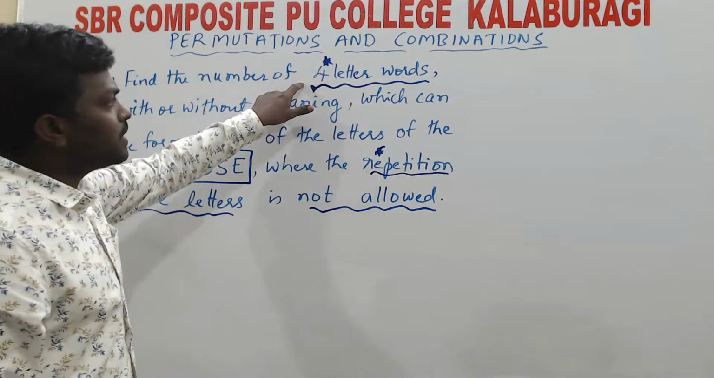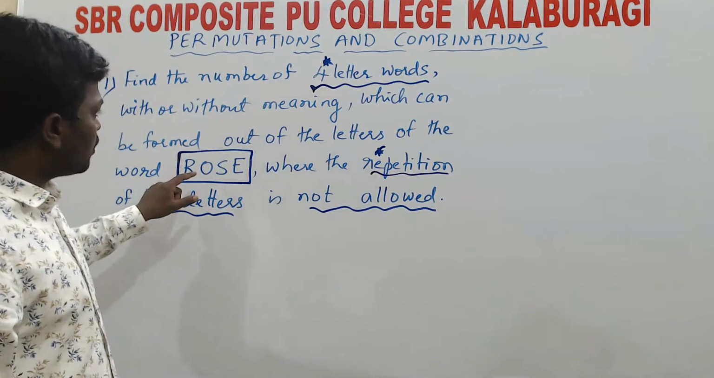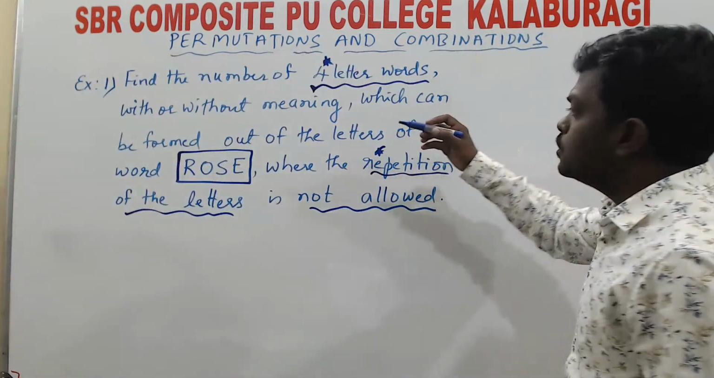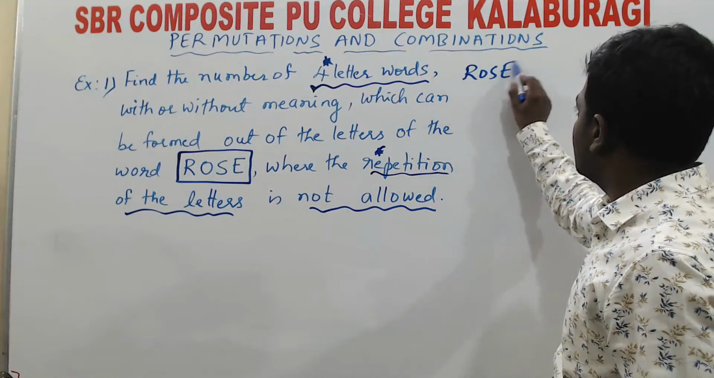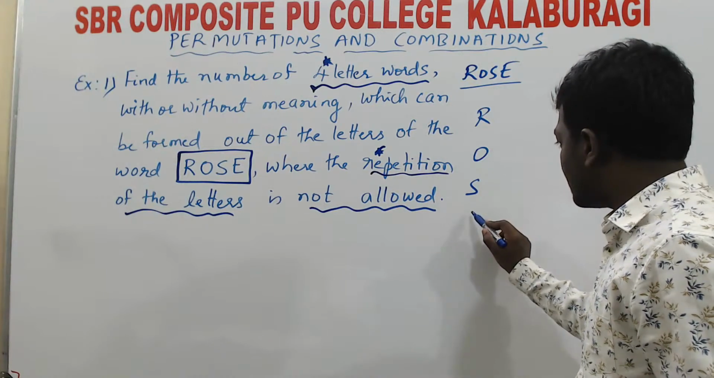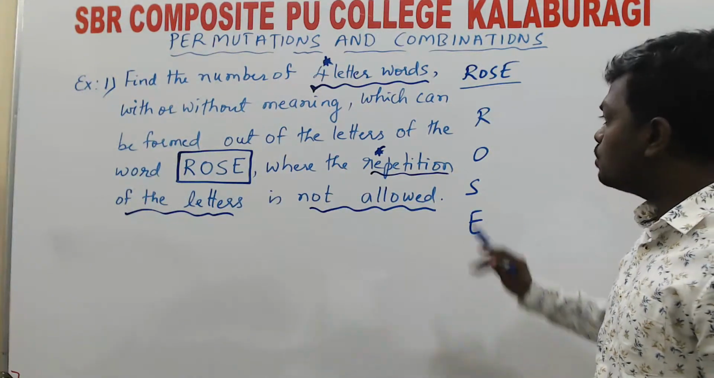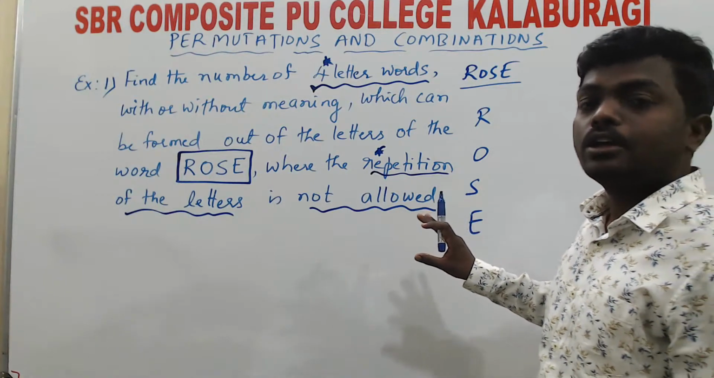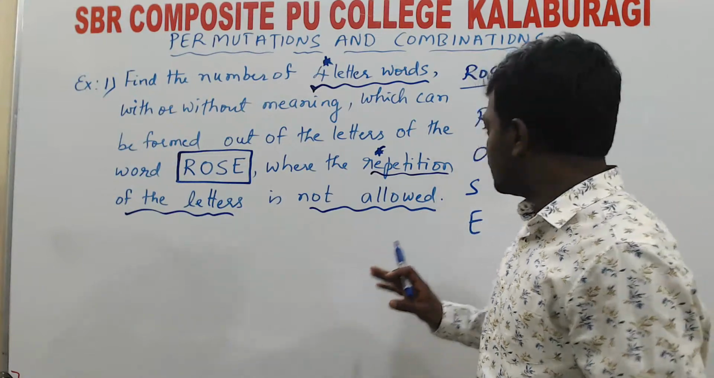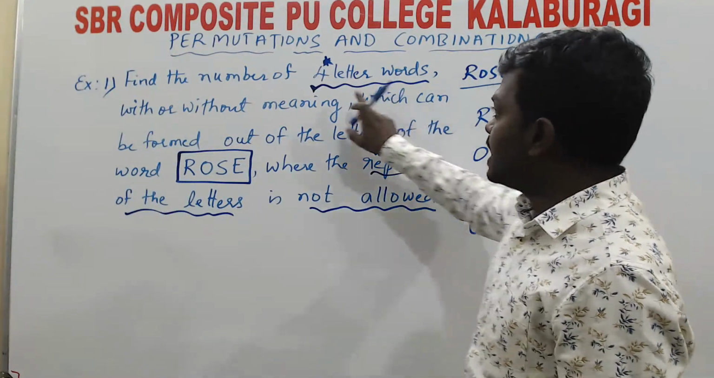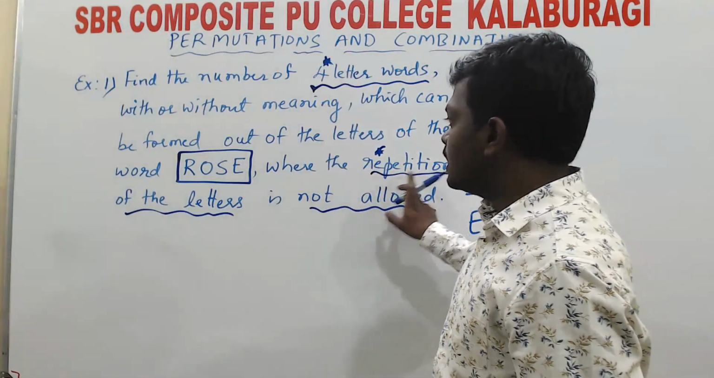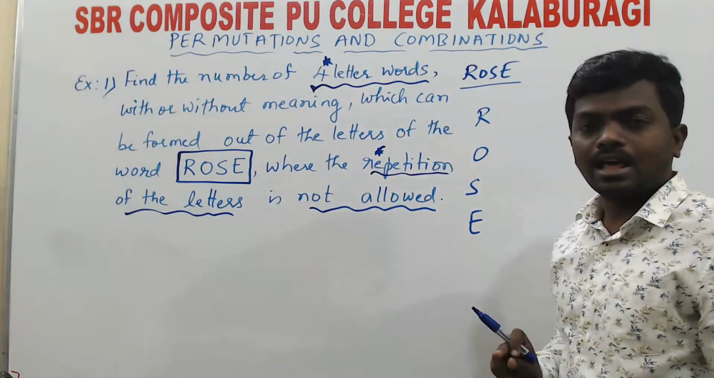They are asking us to find four-letter words out of the letters of the word rose. Let us understand this one. So rose, right? It has how many letters? One is R, one is O, and another one is S, E. So how many letters do we have here? We have four letters. Using these letters only, they are asking us to form four-letter words with the condition that the repetition of the letters is not allowed.